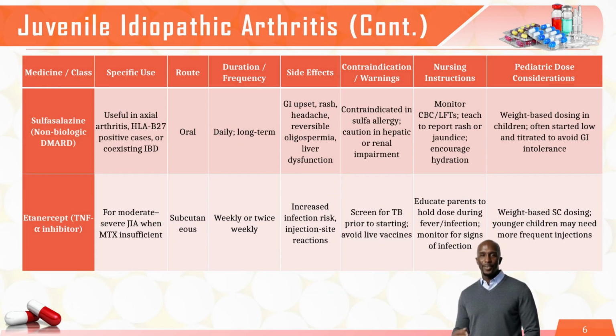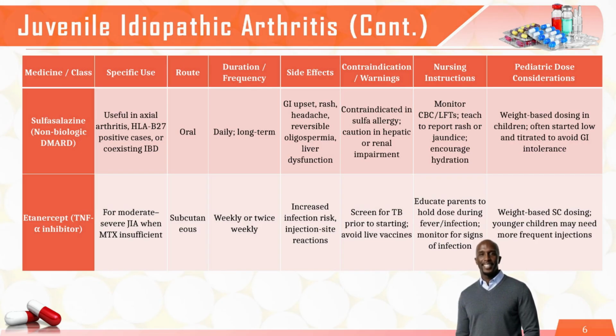Sulfasalazine is effective for axial arthritis, especially in HLA-B27 positive or inflammatory bowel disease cases. Administered orally, it requires long-term use. Side effects include gastrointestinal upset, rash, and liver dysfunction. Avoid in sulfa allergy. Monitor complete blood count and liver function tests.